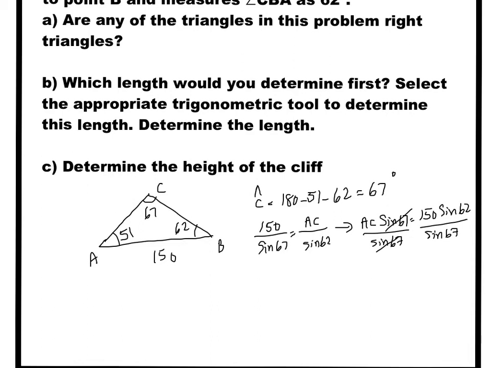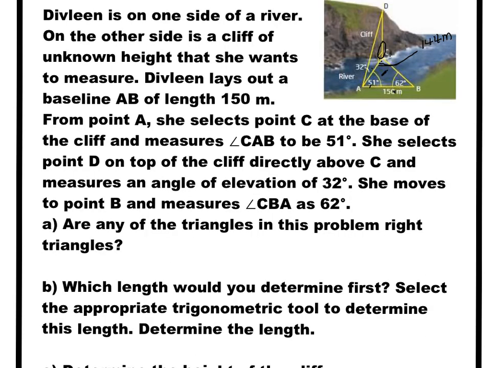I get AC is 150 sine 62 divided by sine 67. If we simplify this one, we get AC is approximately 144 meters. So we found this side to be 144 meters. Now going back to the diagram, I have labeled side AC to be 144 meters.